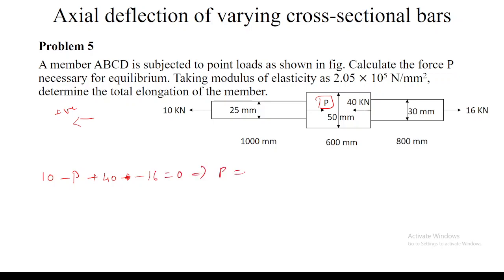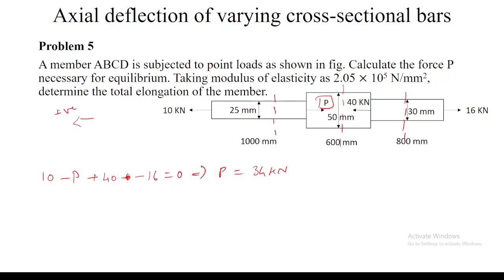So what is the value of P here? 34. Yeah, 34 kilonewton. So then I have to find out the force on each member, right? So for that, what I will do, I will create cross sections for each member in between.